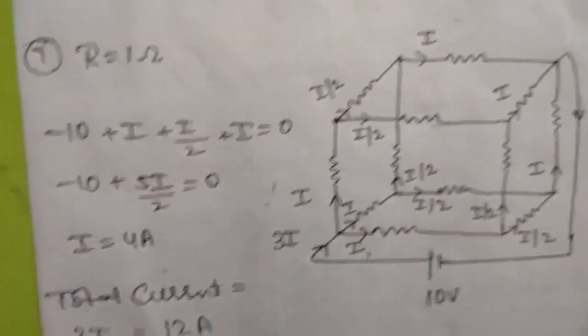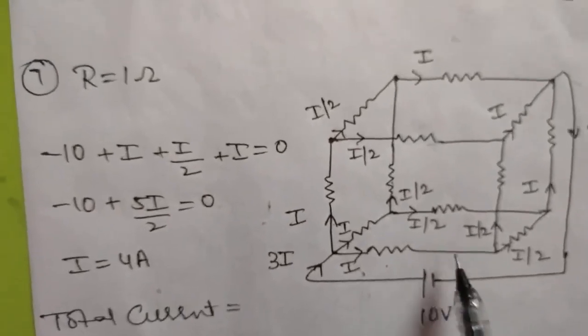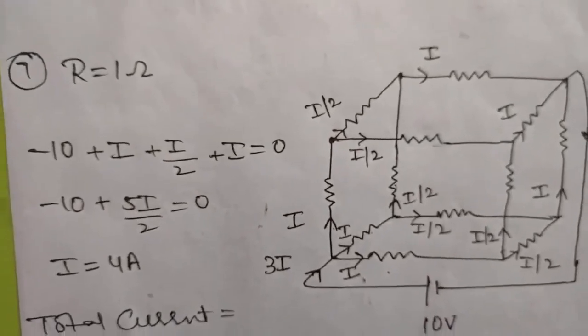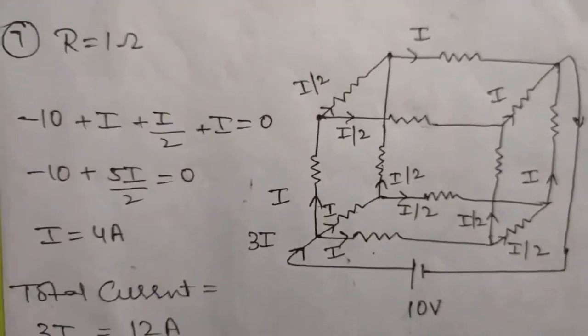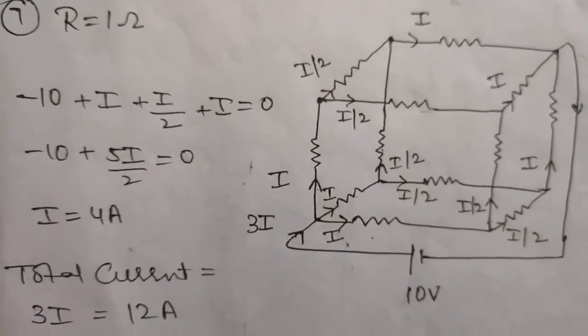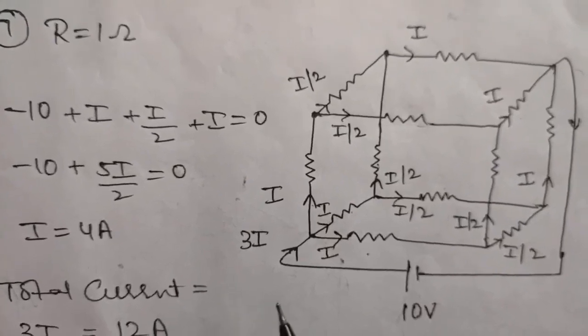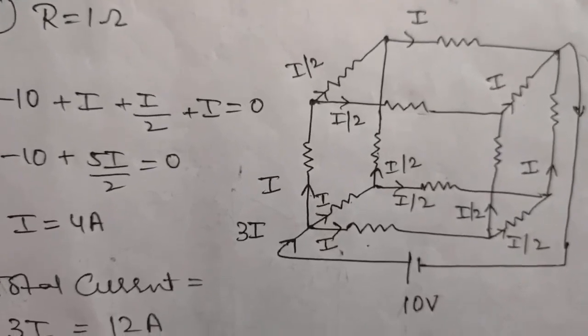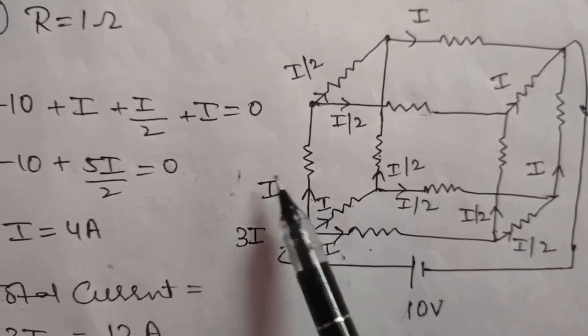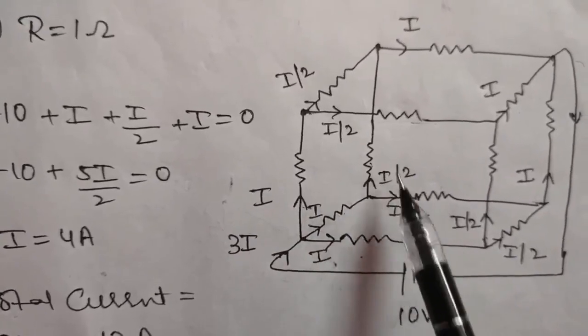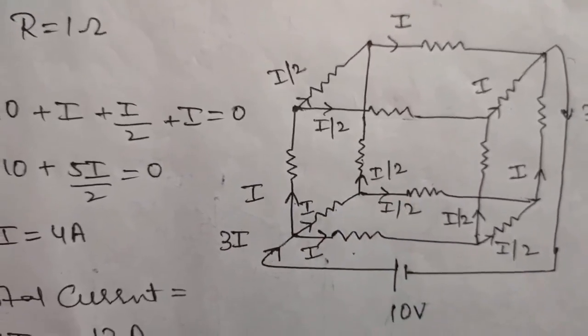Okay, so the seventh question. In the seventh question you are given a circuit and it is asked to calculate the current along each edge and the equivalent resistance. To calculate that, let us calculate the values of current. These values of currents are already given to you in the question, but let me explain how it is written.